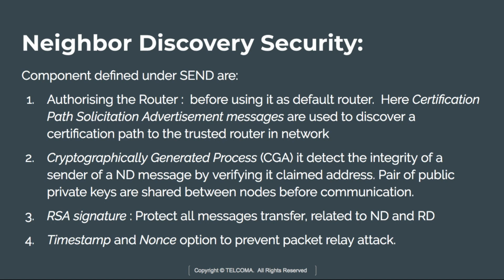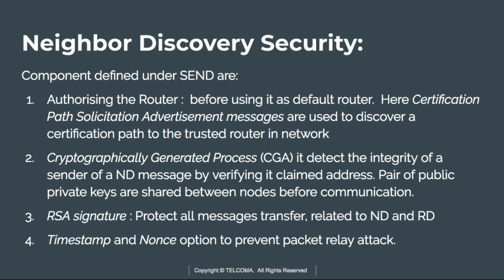This process verifies the integrity of the sender of a neighbor discovery message by verifying its claimed address. It means we check the address of the sender, whether the message we are receiving is from that particular sender or not. A pair of public keys is shared between nodes before the communication, so the data sent between the sender and destination is properly encrypted. The last one is the RSA signature.